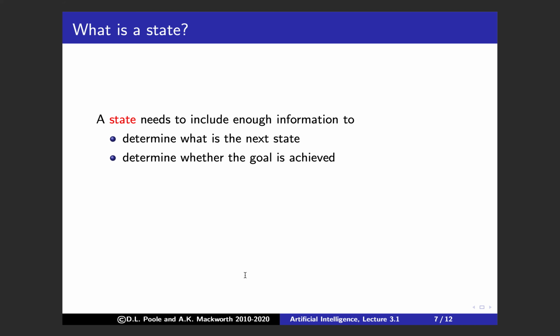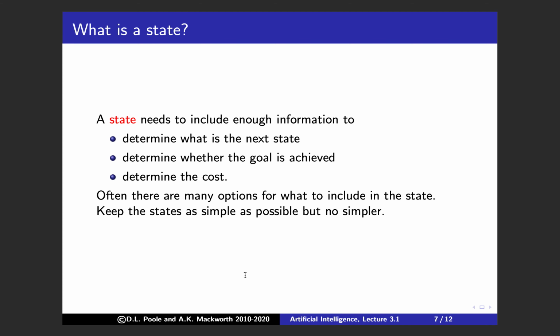It needs to determine whether the goal is achieved. So you need to know, have I reached the goal or not? That's also part of the state. The other is to determine the cost of the path. So the state needs enough information to do these three things. Often there are lots of options to keep in the state, and we want to keep the states as simple as possible, but no simpler. We don't want to oversimplify things because then we can't keep track of the information that we need.